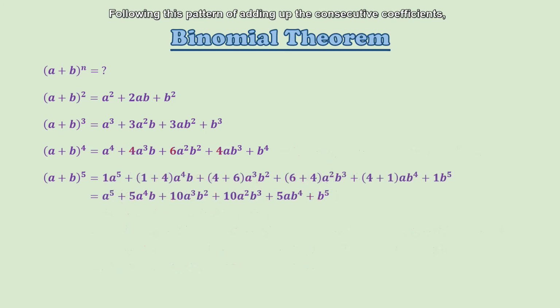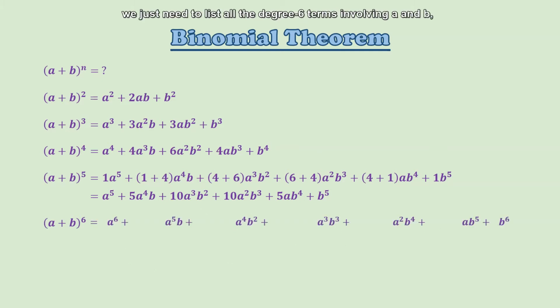Following this pattern of adding up the consecutive coefficients, we can also expand (a+b)^6. To do this expansion, first of all we just need to list all the degree 6 terms involving a and b. And then we refer to the coefficients of the expansion of power 5, and we know that the first and the last coefficients are 1.